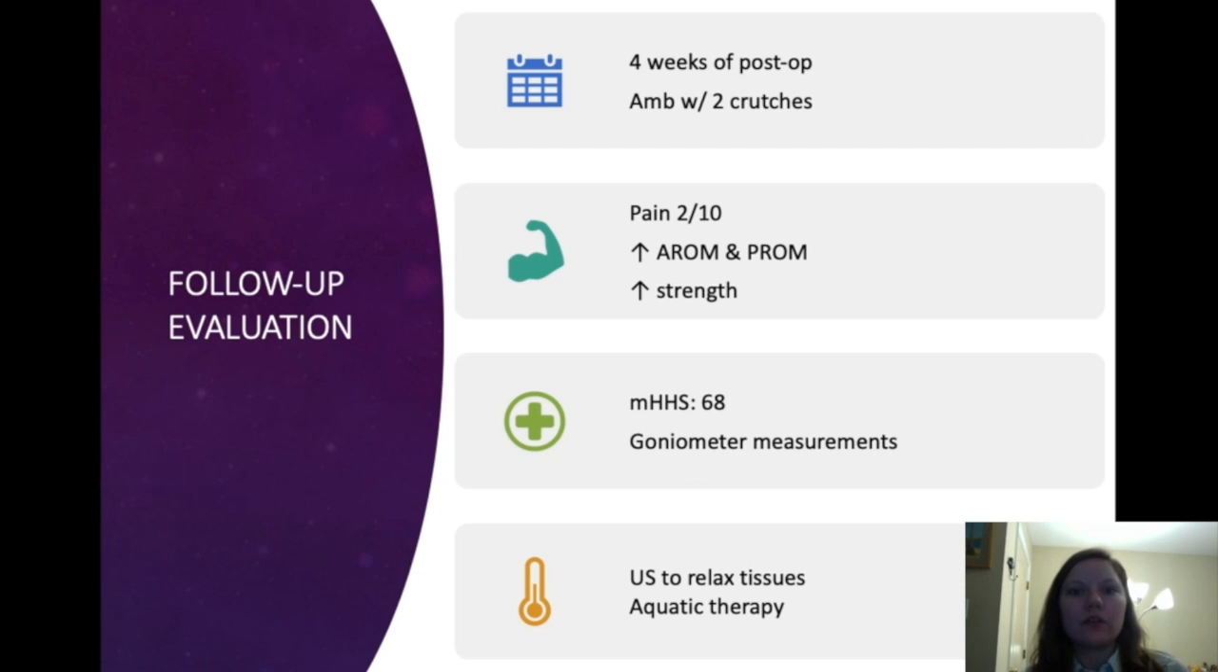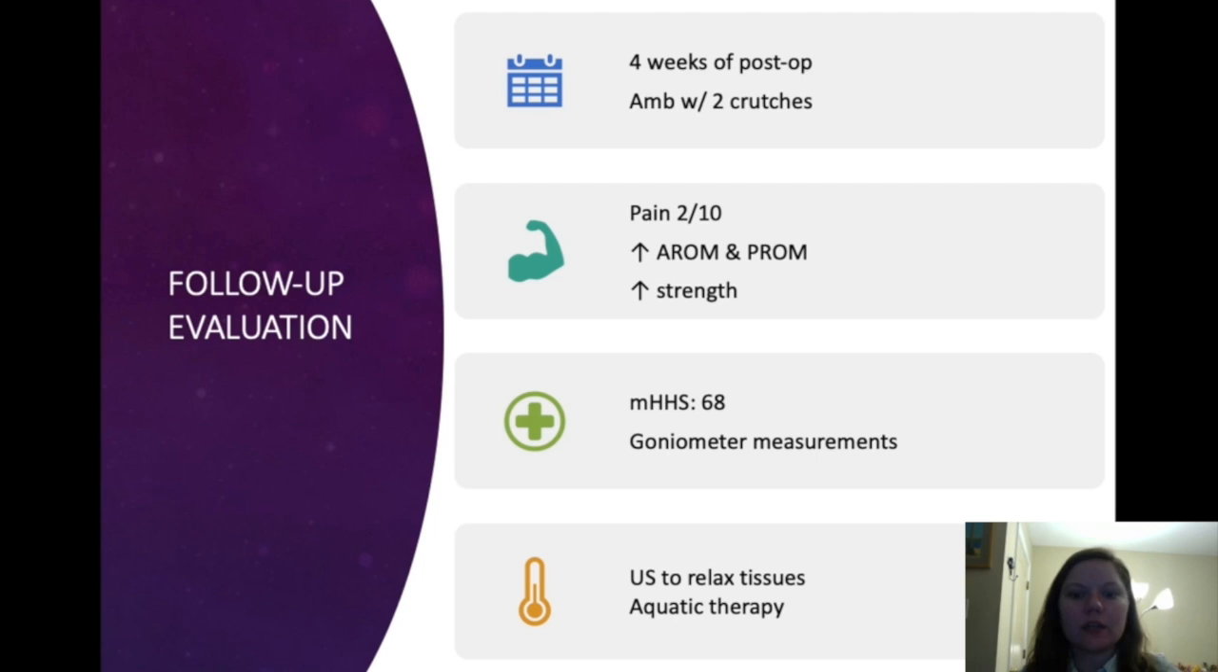And then for the next follow-up evaluation, she was 4 weeks post-op. So she was ambulating with 2 crutches at this time. Her pain level was a 2 out of 10, and she was still increasing active and passive range of motion and increasing her strength. And she showed this by doing some goniometer measurements.